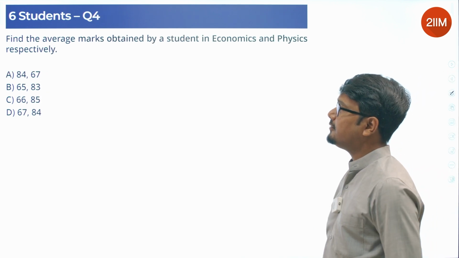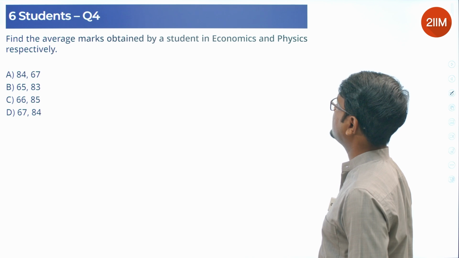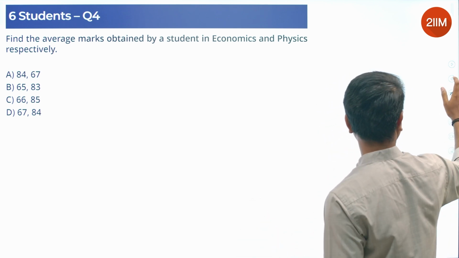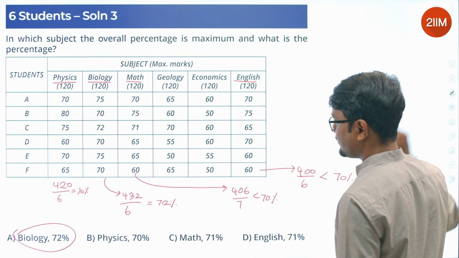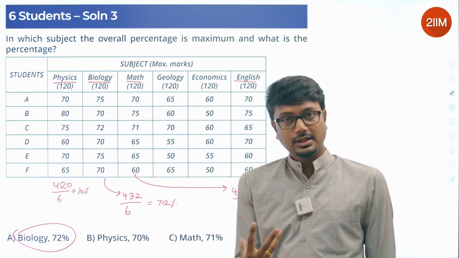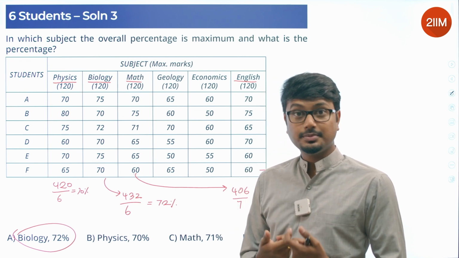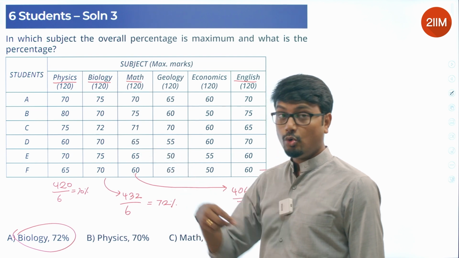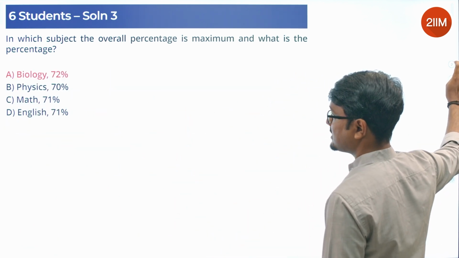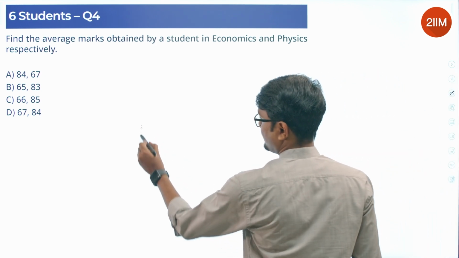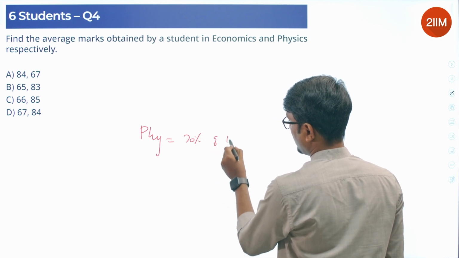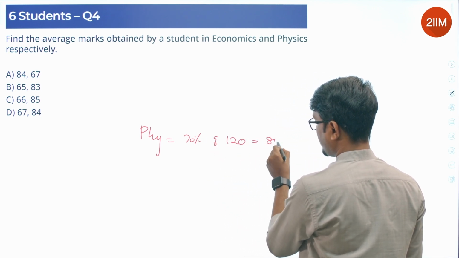Then fourth question, find the average marks obtained by a student in economics and physics respectively. So physics mark, we found the physics percentage already, right? What is the physics percentage? It is 70%. 70% is your average mark. That's percentage. We want to find the mark. What is 70% of 120? For physics, it is supposed to be 70% of 120. So that is supposed to be 84 marks.